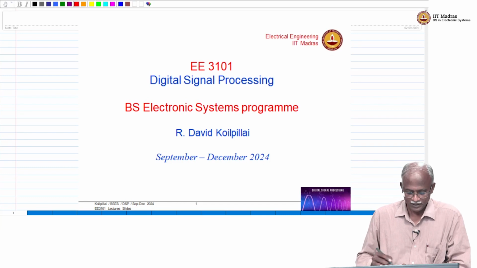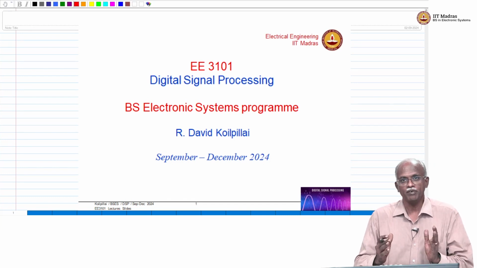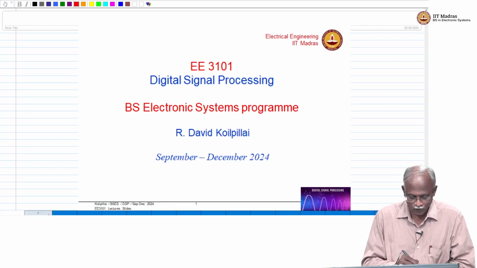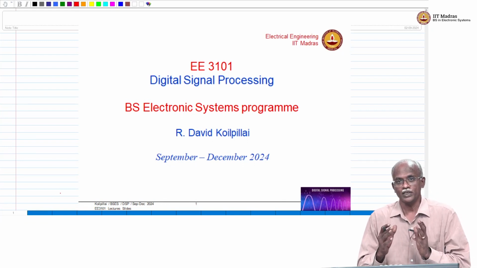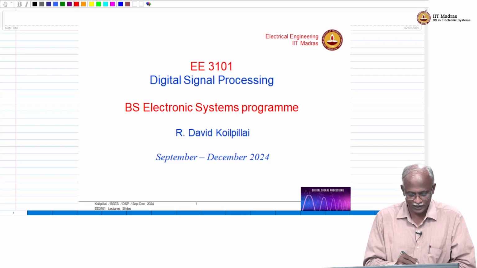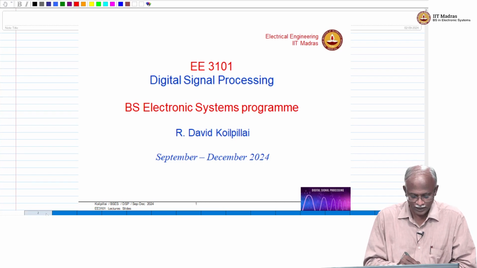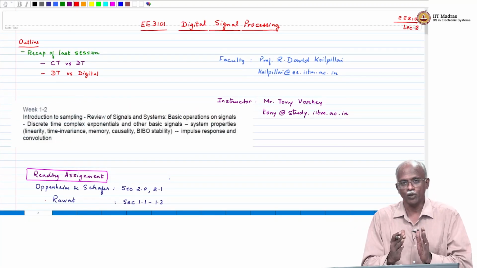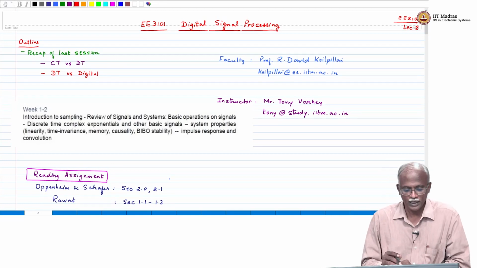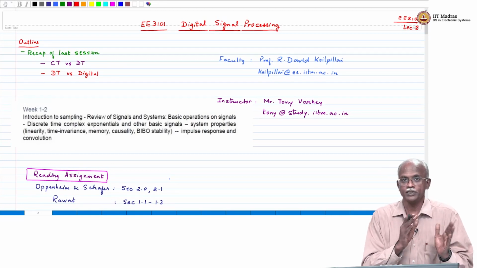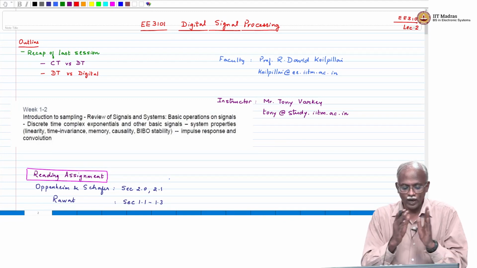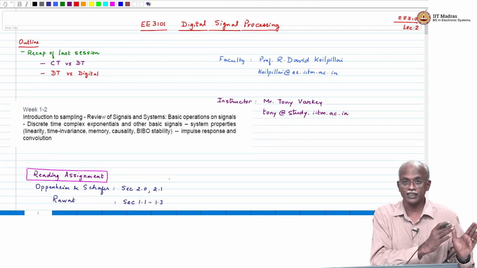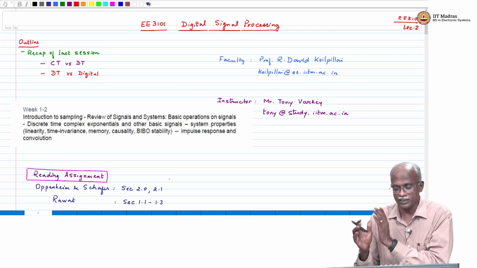So in the last session, we had given a brief introduction to the course and also to the topics that we will be considering. Also, what is the basic definition of a discrete time signal? So let us take a quick look at some of the topics and then move forward. We looked at the differences between a continuous time signal and a discrete time signal, why we call some of them as discrete time signals versus a digital signal.